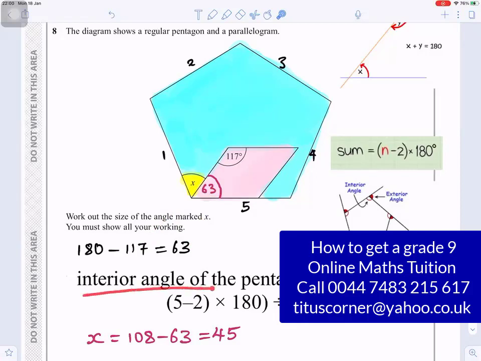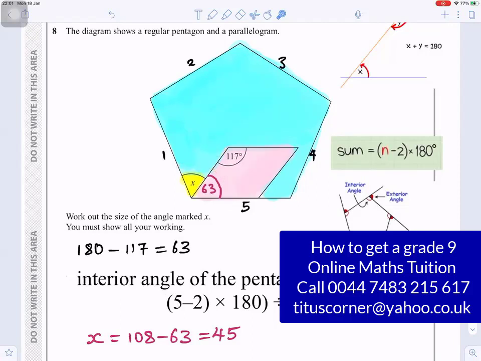Now the interior angle of the pentagon, using this formula, n minus 2, n is 5 sides, 1, 2, 3, 4, 5 sides. So it's 5 minus 2 times 180. And we divide by 5 because there are 5 angles. So each angle is 108 degrees. And this one is 108.